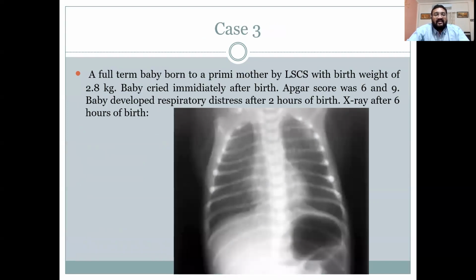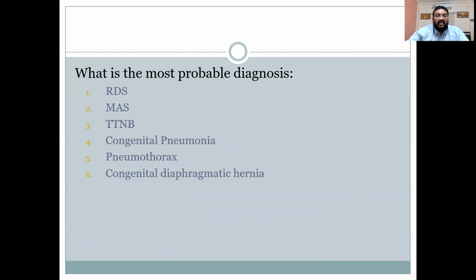Now coming to the third case. A full-term baby is born to a primary mother by LSCS with a birth weight of 2.8 kg. The baby cried immediately after birth. Apgar score was 6 and 9. The baby developed respiratory distress 2 hours after birth, and the X-ray done after 6 hours shows this picture. So what is the most probable diagnosis in this case? RDS, MAS, transient tachypnea of newborn, congenital pneumonia, pneumothorax, or congenital diaphragmatic hernia.